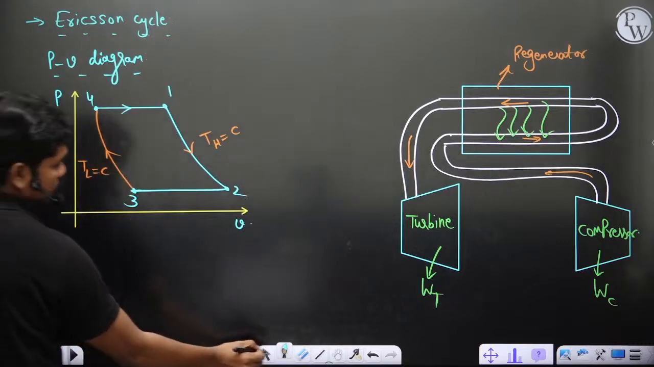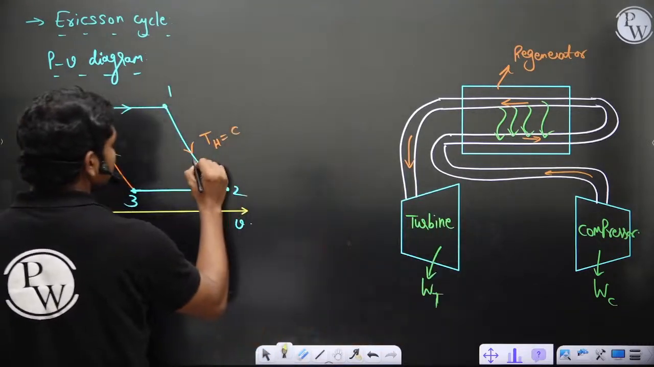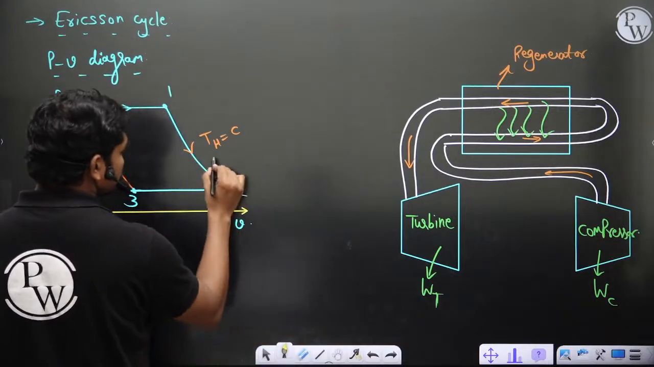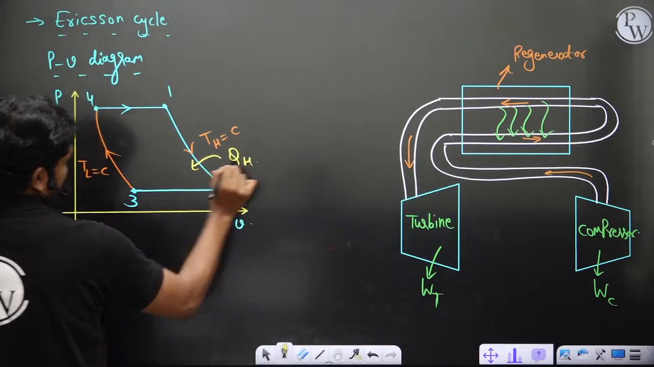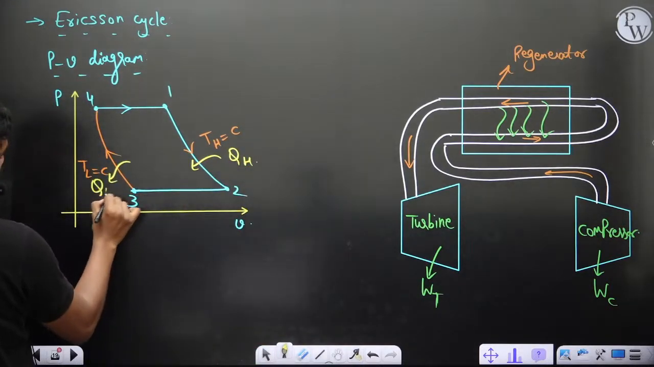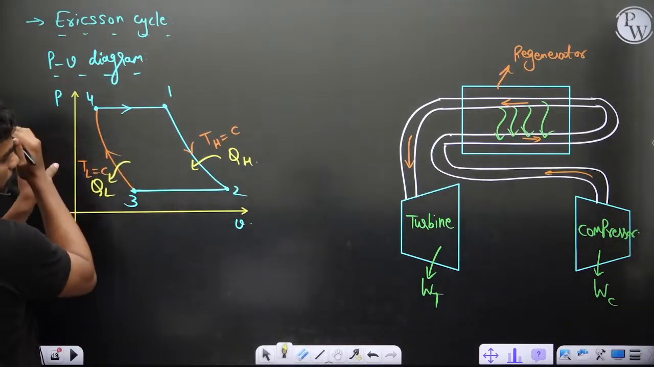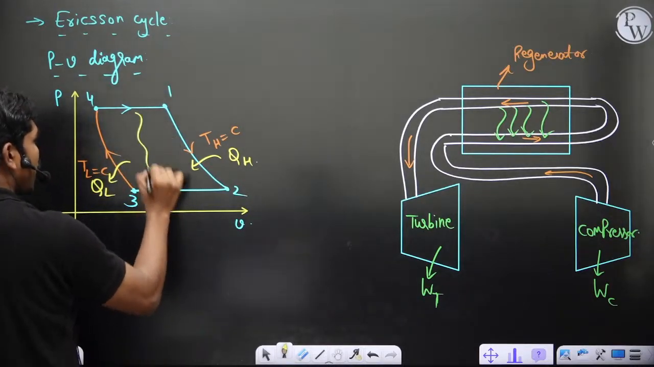So this is a heat addition, let us say this is QH, and this is heat rejection. During compression, temperature increases, but to keep this T constant, you will allow the heat to flow out, and regeneration happens in this way.